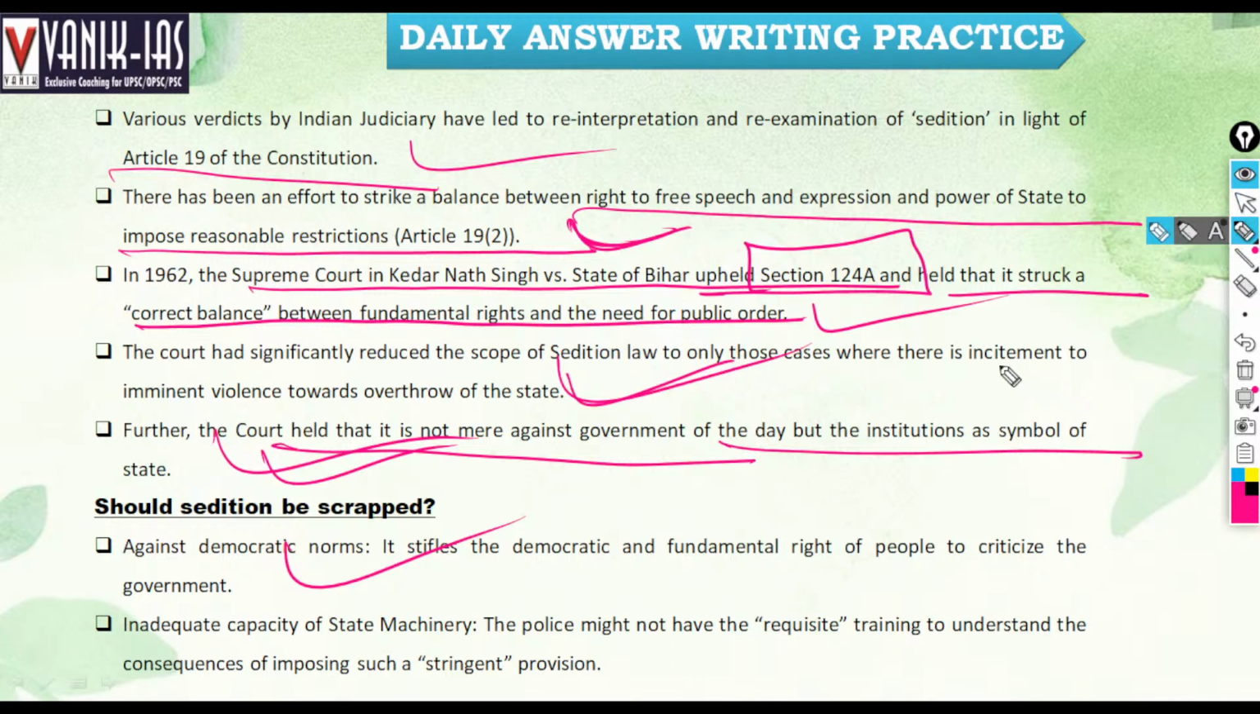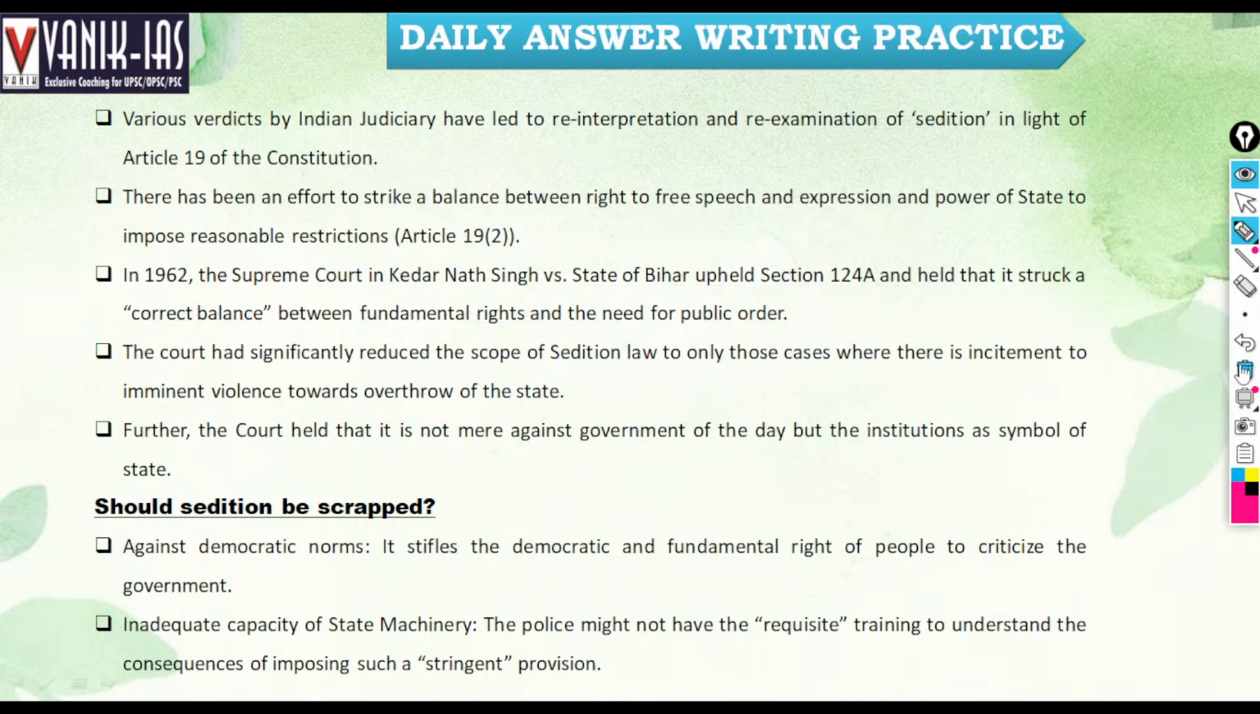Inadequate capacity of state machinery. The police might not have the requisite training to understand the consequences of imposing stringent provisions. Maybe the police don't have the training or the knowledge regarding the repercussions of such misuse of law, and of how freedom of speech is essential for democracy. That they should understand, right?